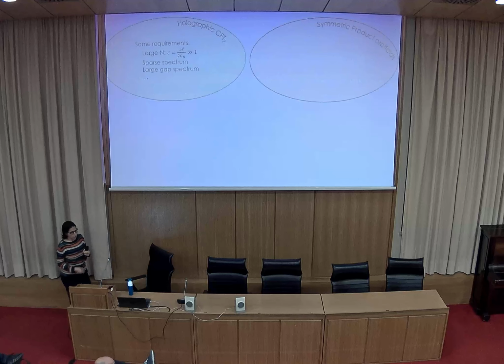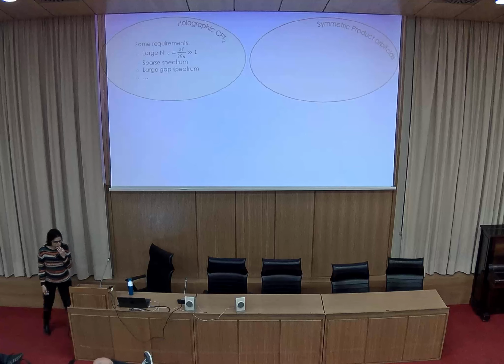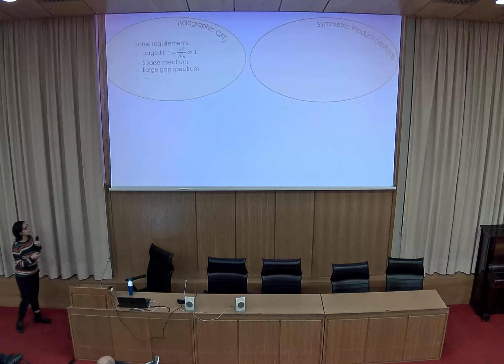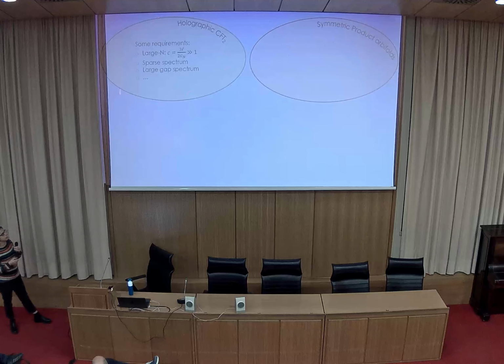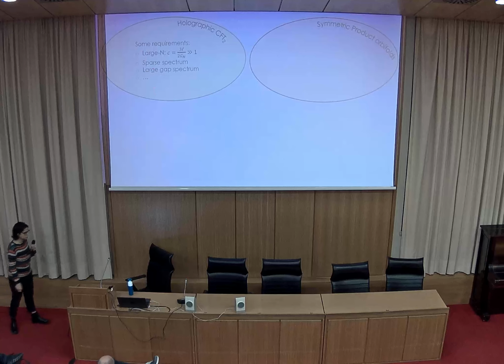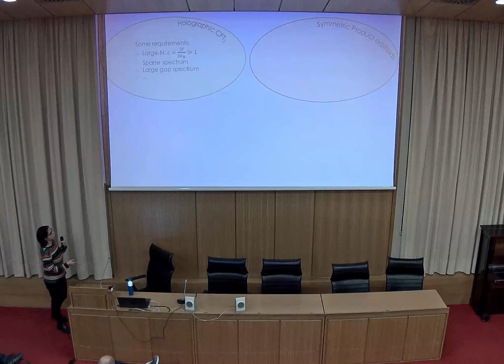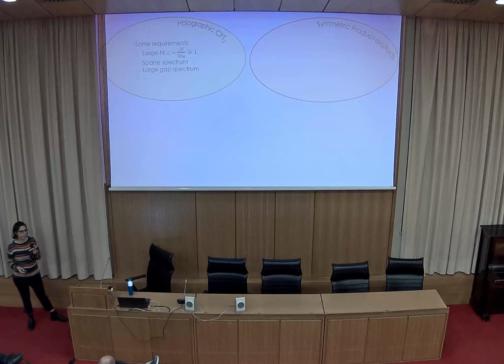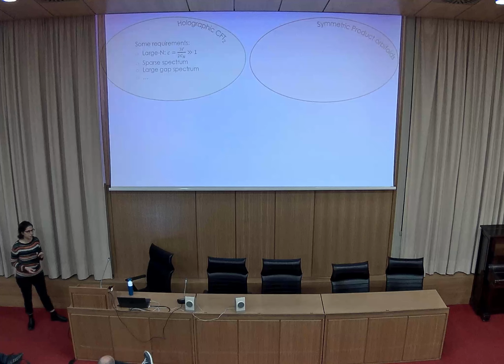Good. So let's draw two circles. We have a space of theories that I'm calling holographic CFTs. This is what I'm trying to characterize and what I'm trying to design. And we know that there have to be various properties, some requirements on them. And on the other side, I have symmetric product orbifolds, which I think I already made a compelling case are not holographic. We're all convinced that they're not holographic. Yes, the circles do not intersect.